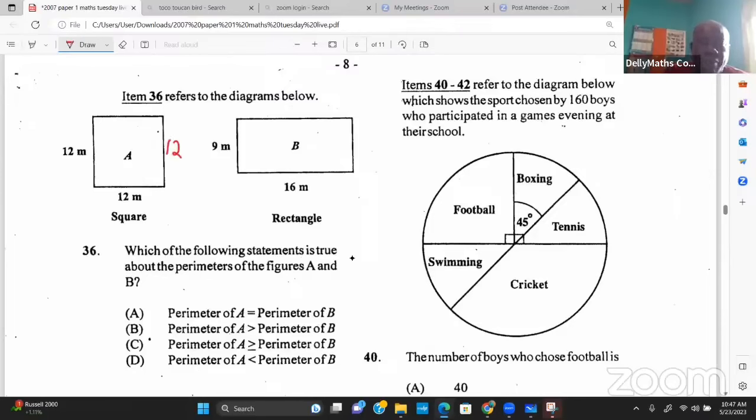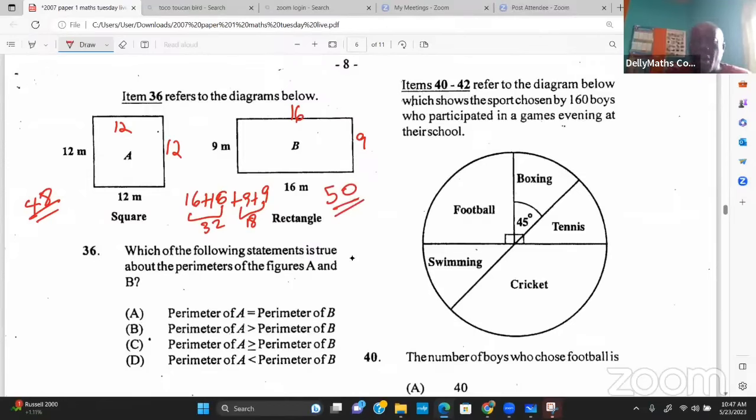Well, what I'm going to do, I'll make sure that I finish this off. So I'm seeing 48 for this, and I'll definitely work this one. So 16 plus 16, that's 32, plus 9 plus 9, that's 18. 32 and 18, this is 50. All right, so that's 50. Good. So right now I know that the perimeter of B is bigger.